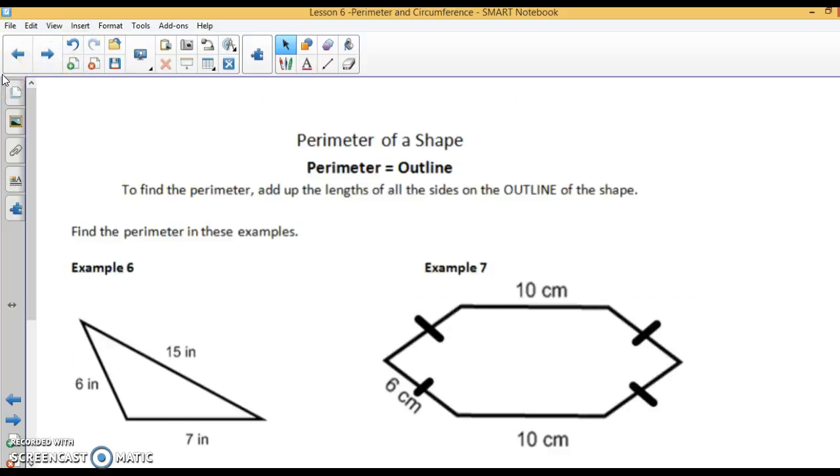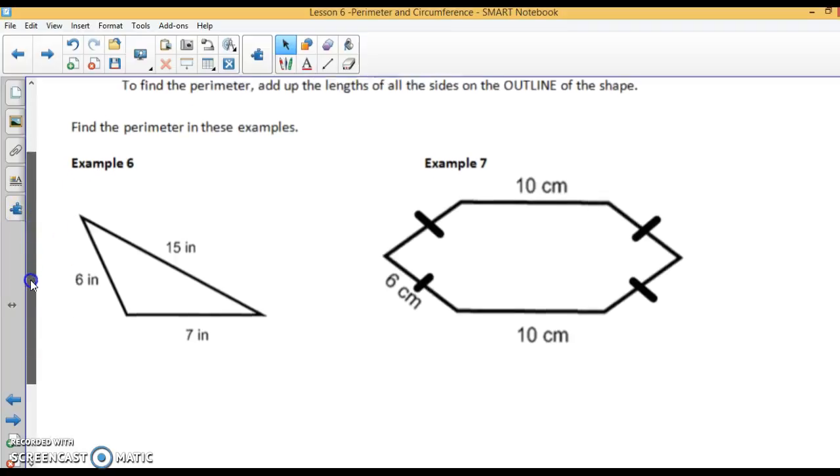All right, the perimeter of any shape is the outline. A great example of perimeter would be if you have a yard and you want to put a fence around your yard to keep your dogs inside. The perimeter is the outline. And when you measure perimeter, it is in linear units. So if you're doing feet, it's just feet. If it's inches, it's just inches, because it is a straight line.